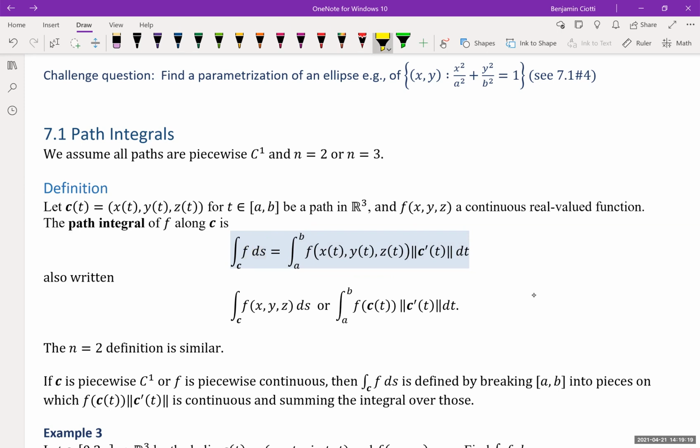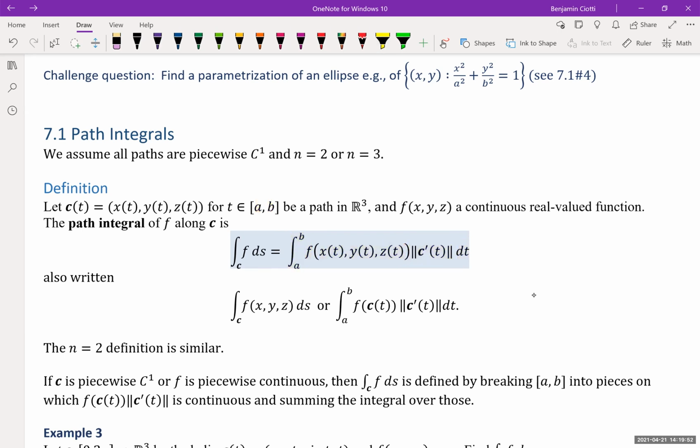So you might wonder where the heck this formula comes from, and I'll get to that later. For now, let me just tell you what it is. You're going to integrate from t equals a up to t equals b of the function f evaluated at points on the curve, times this factor, which is the speed of the curve, the speed of the trajectory, all integrated dt.